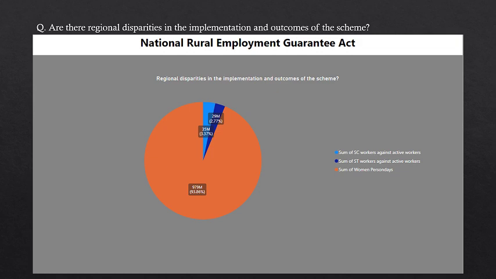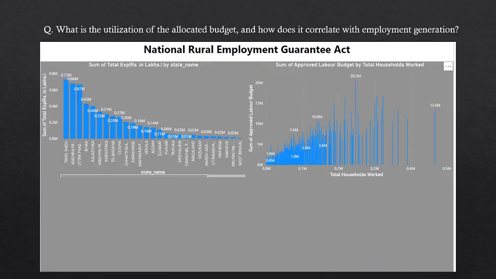address these disparities. Third question: what is the utilization of the allocated budget and how is it correlated with employment? The utilization of the allocated budget in NREGA varies by region. Effective budget utilization correlates positively with employment generation, where high expenditure often leads to a higher percentage of employment. Analyzing this correlation helps identify regions with optimal resource use and areas that need improved financial management.